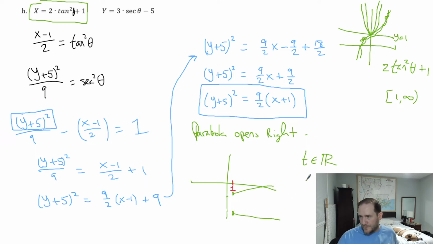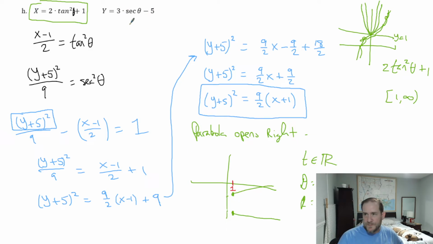Okay? So when you go to give the domain now, you need to make sure you inherit the restrictions on the x values from the parametrically defined function, which means we only go from 1 to infinity. And then our range, you can see our range is going to be in 2 parts. It's going to be from this value to that value. And how could you find that?